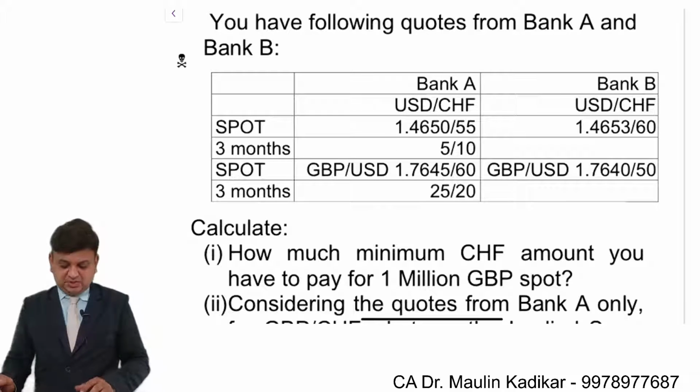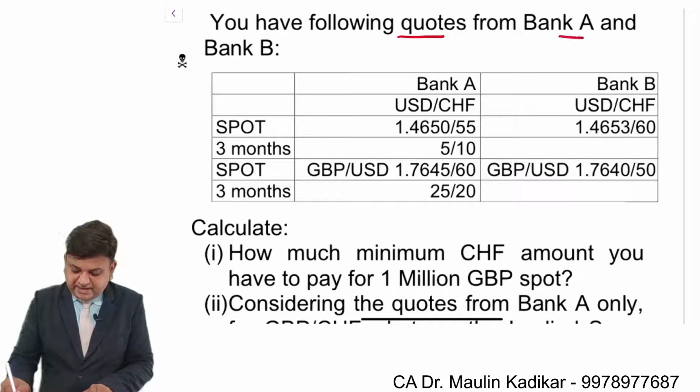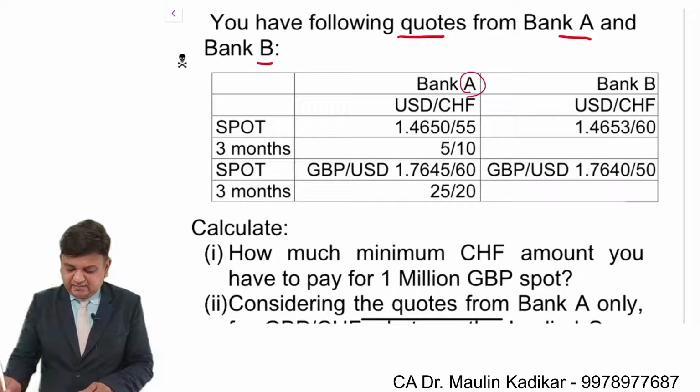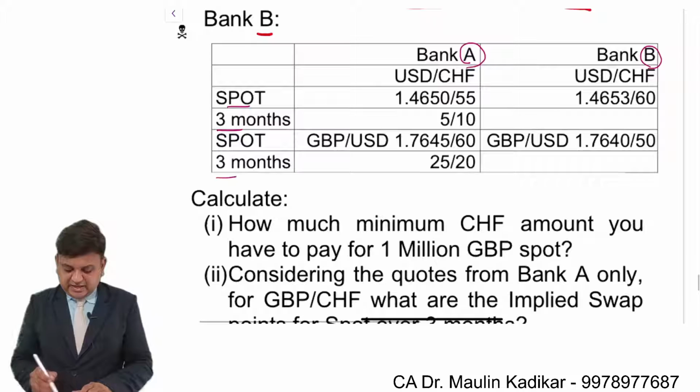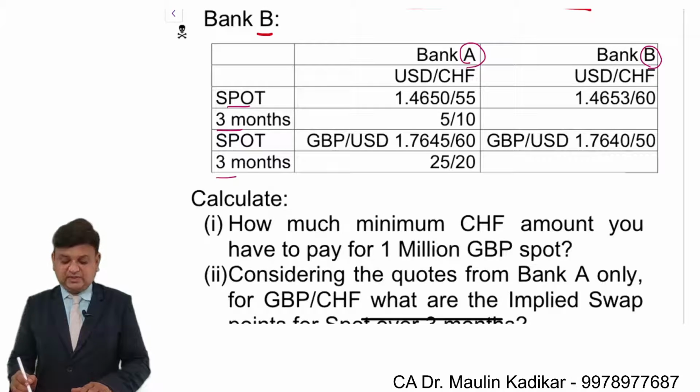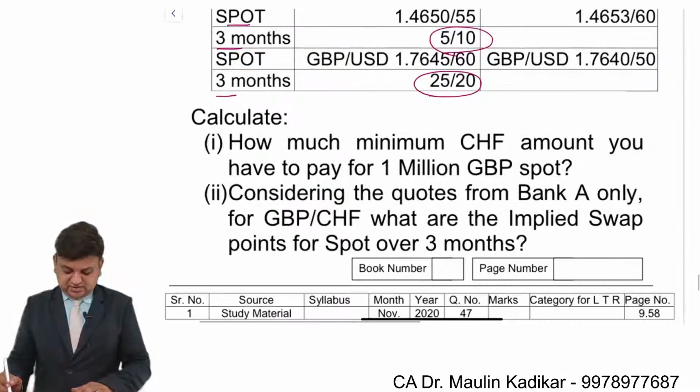Let us see the next question. You have the following quotes from Bank A and Bank B. Bank A and Bank B quotes have been given to us. Spot exchange rate is given, and 3 months information is given. This is of course required to be understood as the forward points or swap points.